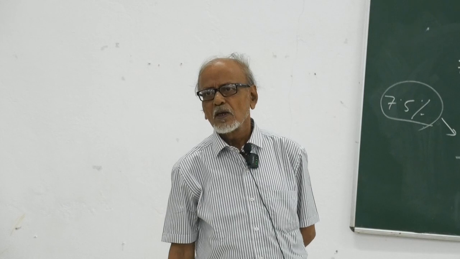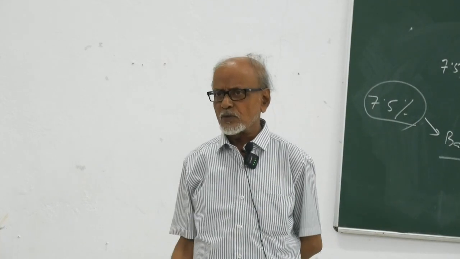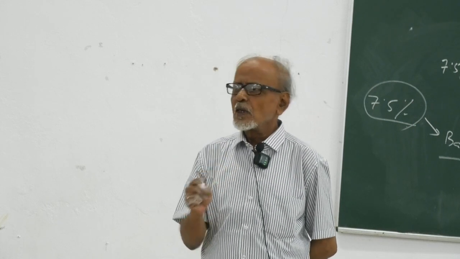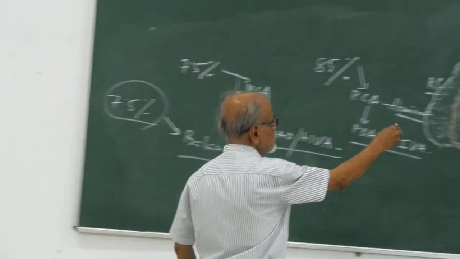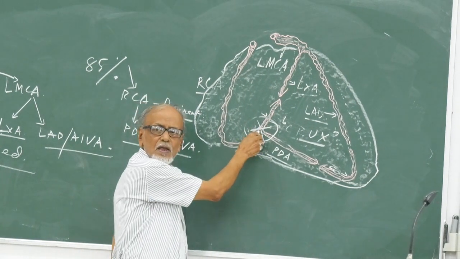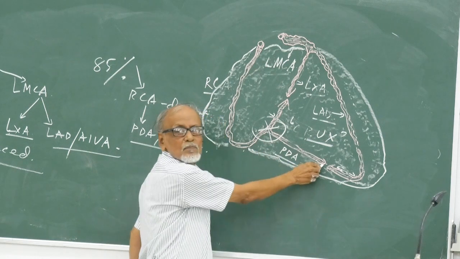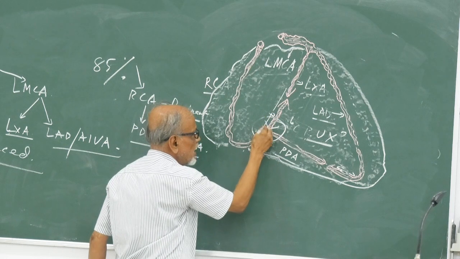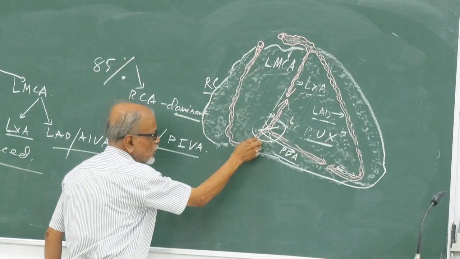Thik ache? Holo? When the left coronary artery is dominant, what will happen shetao tomake jante hobe. The circumflex branch, this branch will be crossing the crux, ঠিক আছে? And will be supplying the PDA, ঠিক আছে? এটা এখানে আসবে, এখানে আসবে, এসে এইটাকে সাপ্লাই করবে, রাইট?